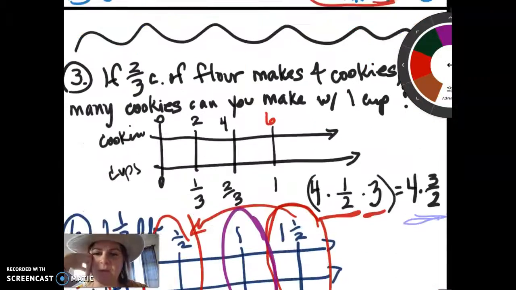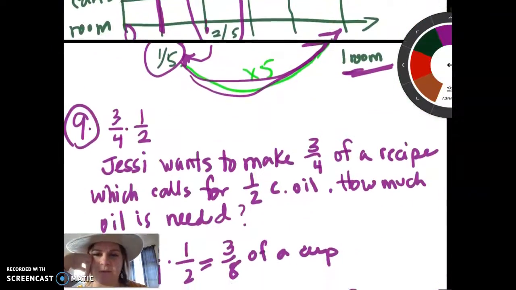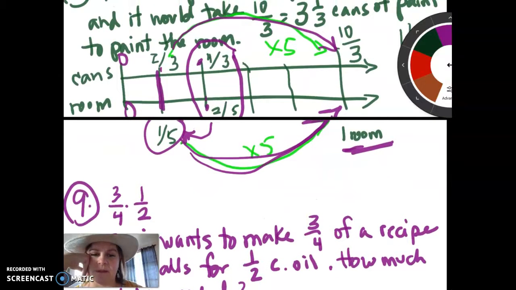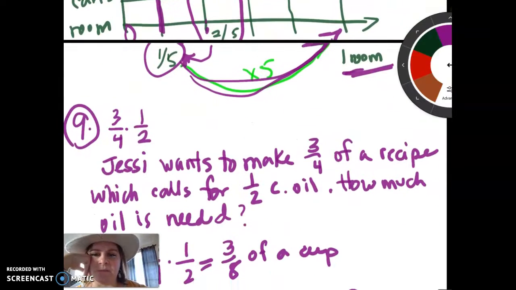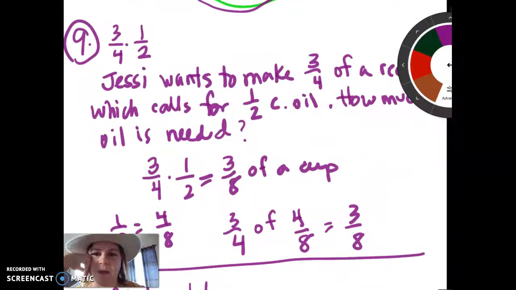A lot of times when students in this course, and I'm using this content course at MSU, write problems for 3/4 times a half or 3/4 divided by a half, they confuse the two of them. I always try to reinforce the idea that when we multiply, we're finding groups of. That's our definition of multiplication. So if you think of that as groups of, or of, that's going to help you tremendously.